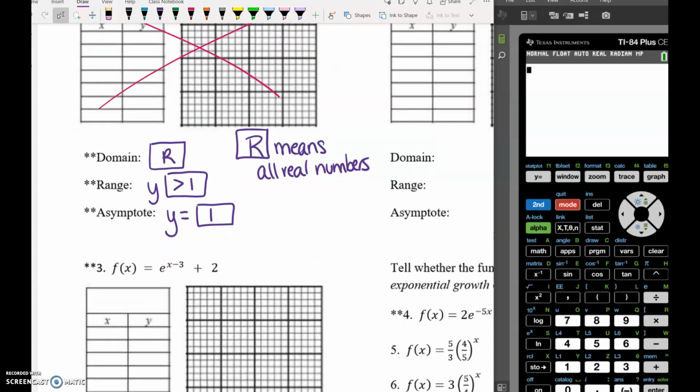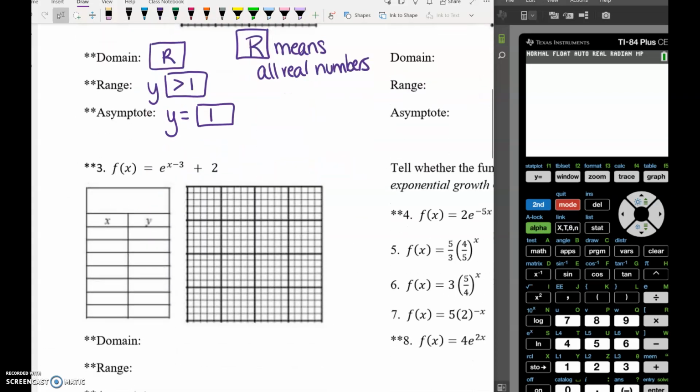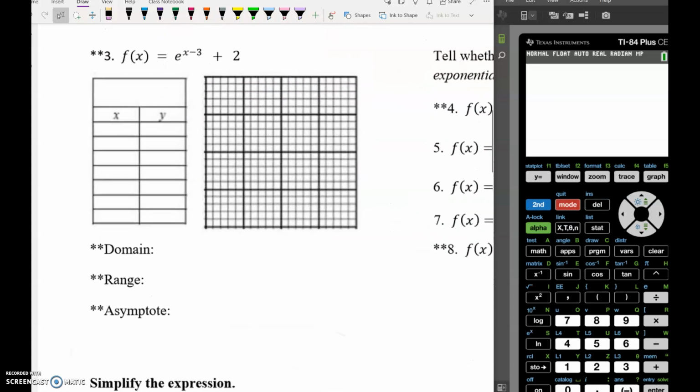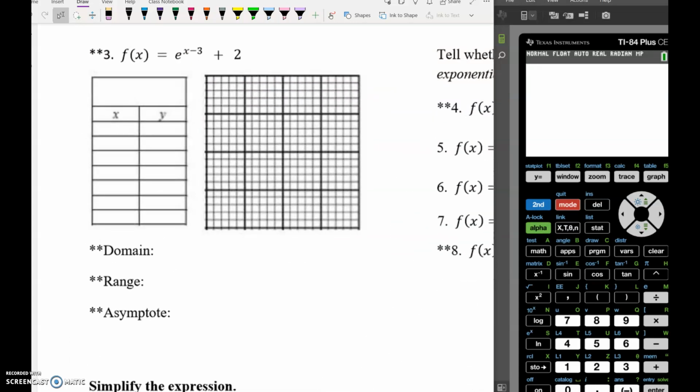Okay, number 2, check the answer key if you want to look at number 2. It's extra practice, but it's not as similar to the test question. Number 3 is very similar to a test question. The asymptote comes from the plus 2. So again, EdSite will say y equals blank. You need to type in 2.